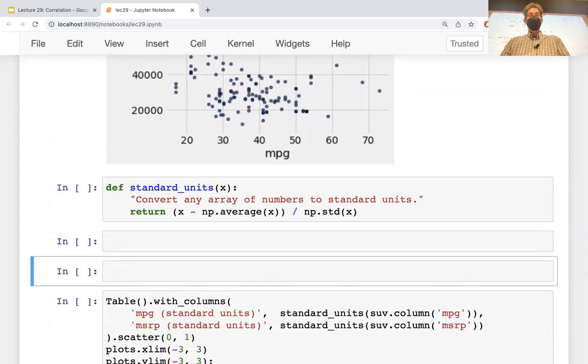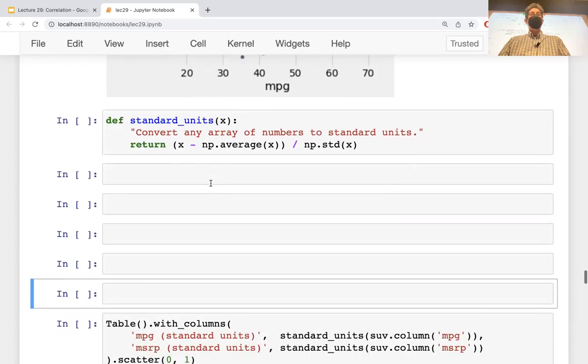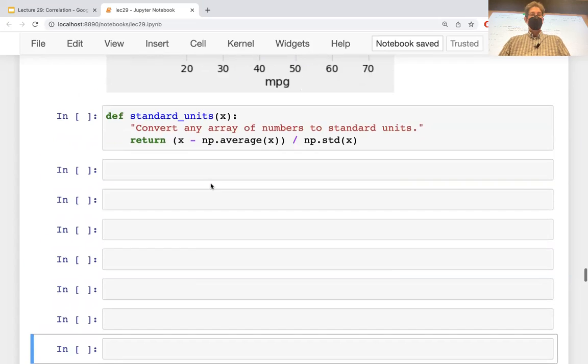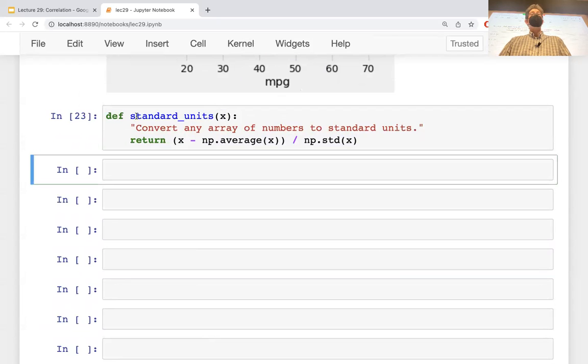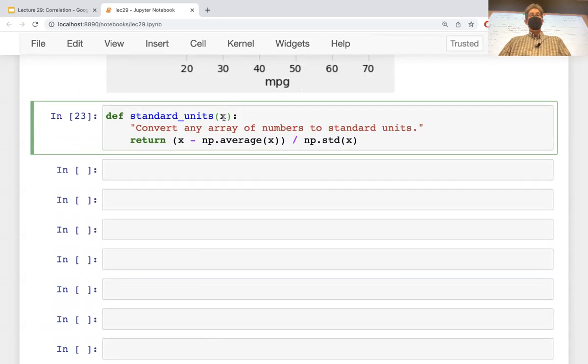Standard units. Here's a function. Takes in any x, computes x minus the average of x, divides by the standard deviation of x, and now you have x in standard units. Is x a number? No, x is a whole array. That's why you can take the average of it. So this is a function that takes a whole array of numbers, like all the different fuel efficiency values, and converts them from miles per gallon into standard units.